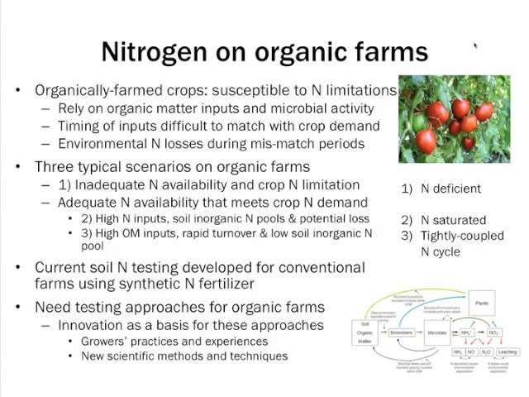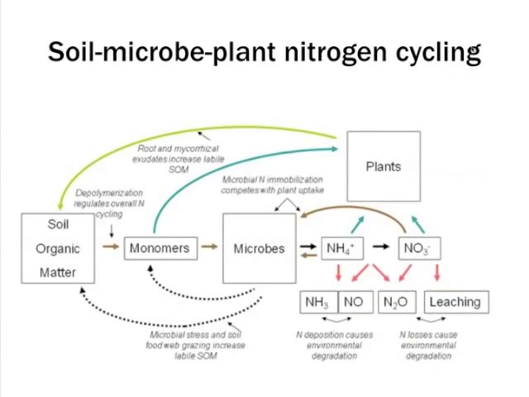It's really hard to talk about any of this, including testing approaches, without having you see a little bit more detail on the nitrogen cycle. I'm just going to go through this really quickly. You probably know it well, but let's start out with the plant. The plant takes up ammonium and nitrate to meet its nitrogen needs. It doesn't really require any other forms of N. Where do they get that ammonium and nitrate? Well, in an organic system, it's a lot from soil organic matter.